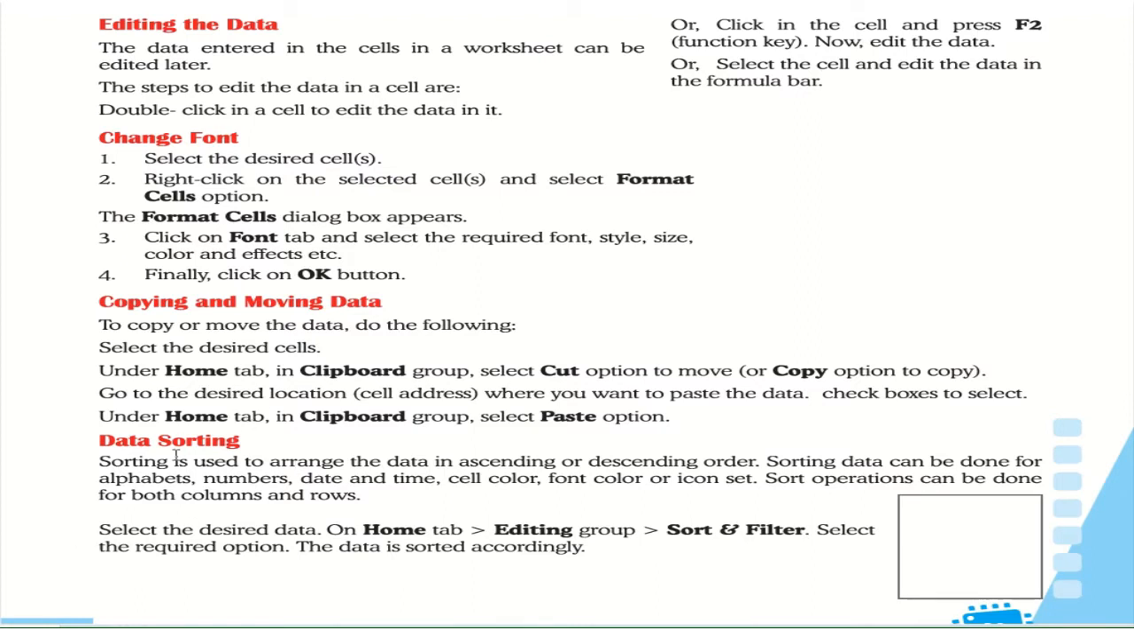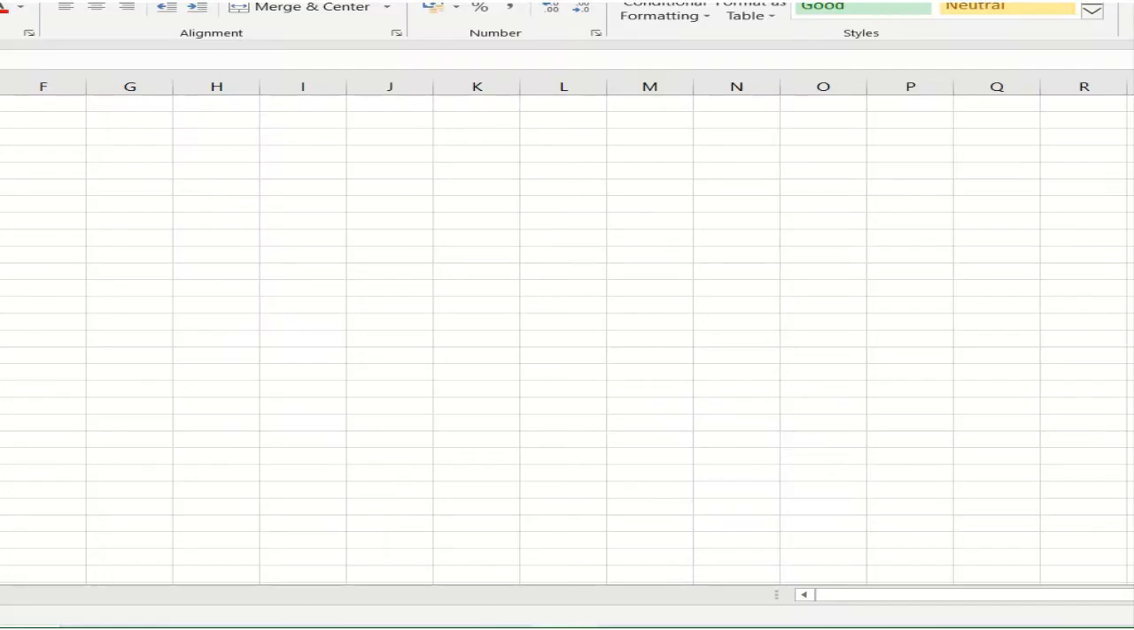Data sorting. What do you mean by data sorting? Sorting is used to arrange the data in ascending or descending order. Okay, let me do it and show you. See, I'm doing it here in the Excel file, and here I'm writing 5, 6, 4.